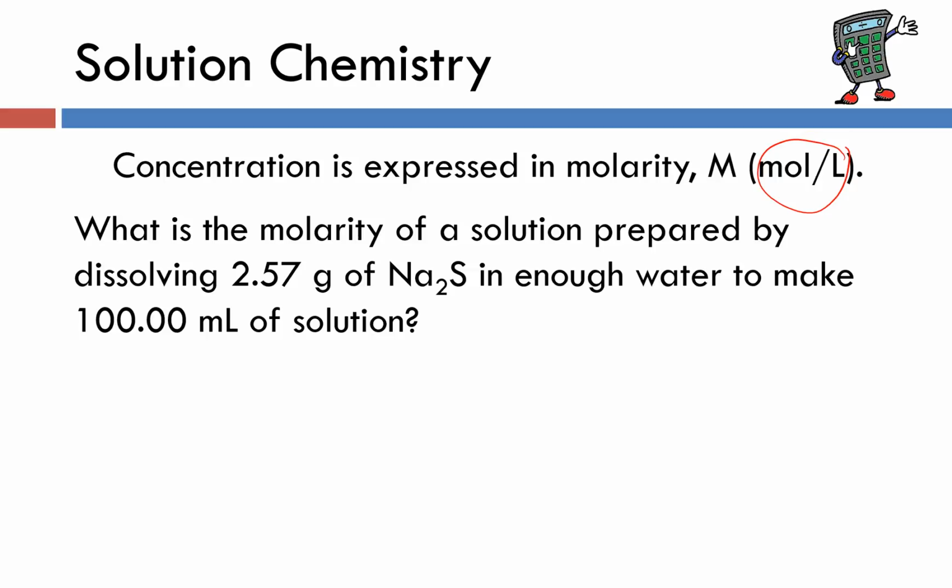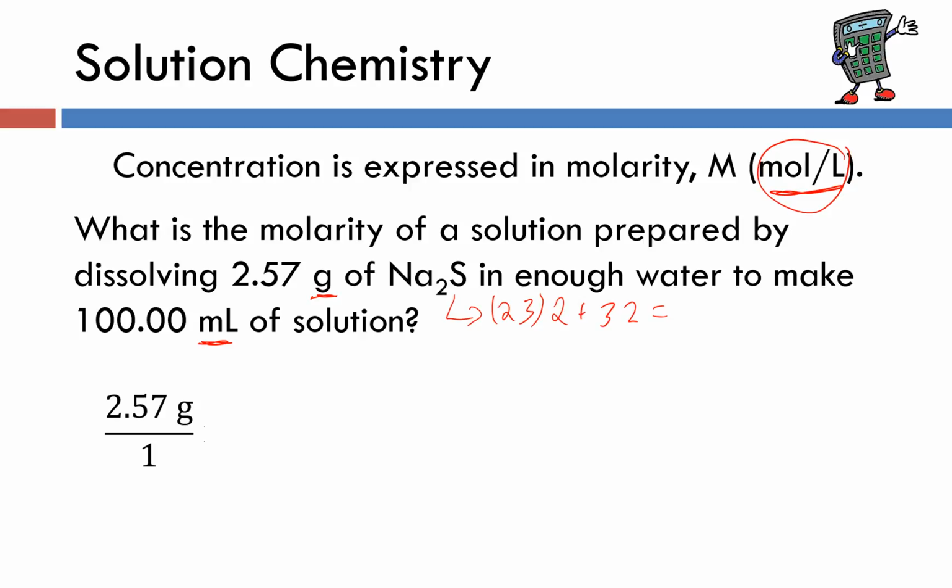So let's say that you need to find the molarity of a solution prepared by dissolving 2.57 grams of Na2S, sodium sulfide, in enough water to make 100 milliliters of solution. Well, I've got grams and I've got milliliters, and I ultimately need to get to moles and liters. So if I use the molar mass of sodium sulfide, which would be 23 times 2 for the sodium, plus 32 for the sulfur, I should be able to come up with my molar mass and convert it to moles, and I can very readily convert milliliters into liters.